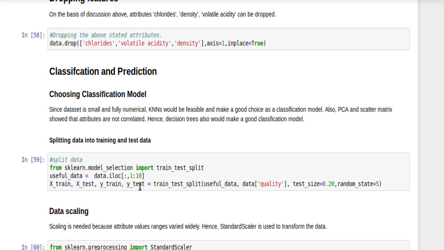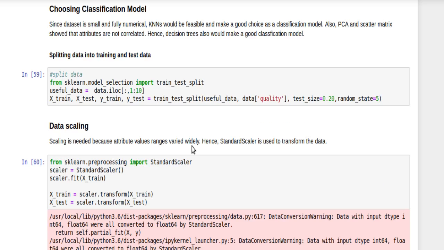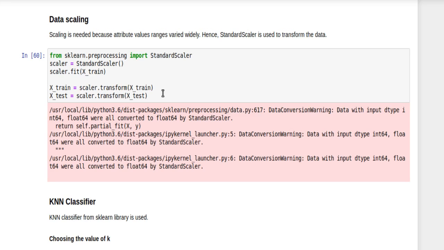And since our data set is small and fully numerical, KNN would be feasible and make a good choice as a classification model. Also, from principal component analysis, we saw that the attributes are not at all correlated. Hence, decision trees would also make a good classification model. So first we are splitting the data into training set and the test set. Scaling is needed here because attribute value ranges varied widely. Hence, we are using standard scaler to transform the data.